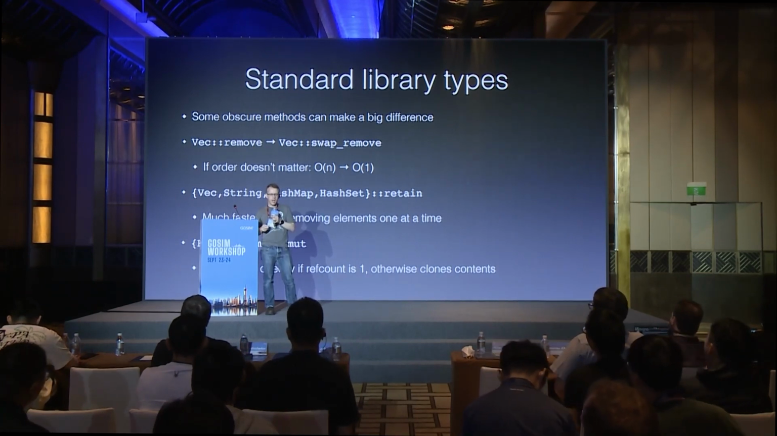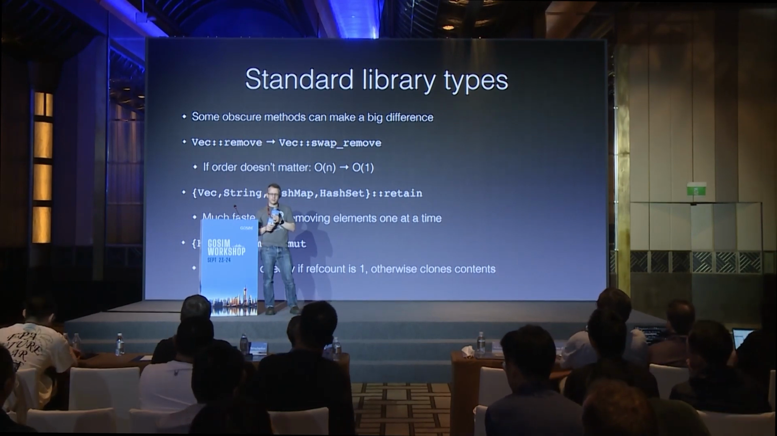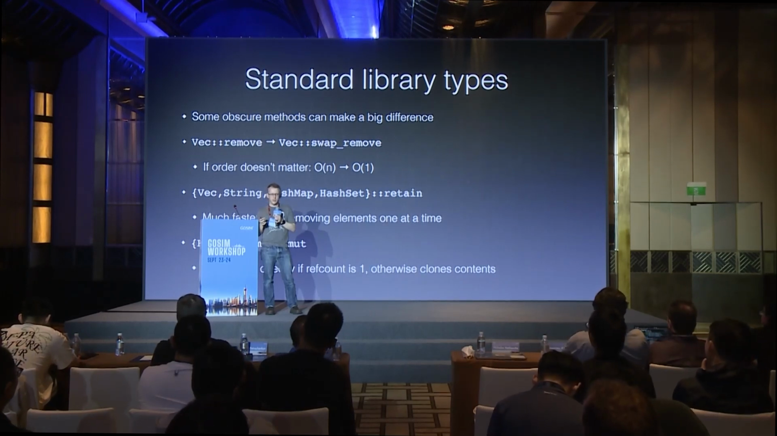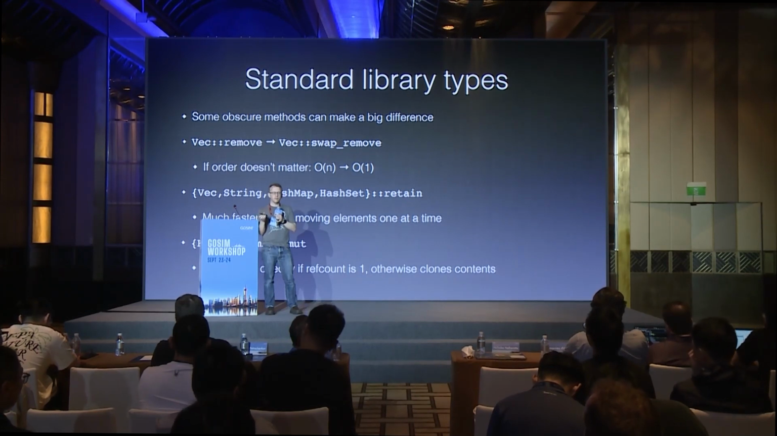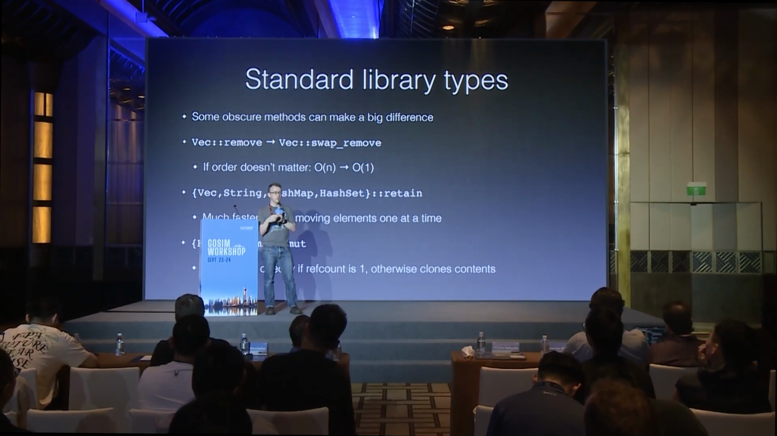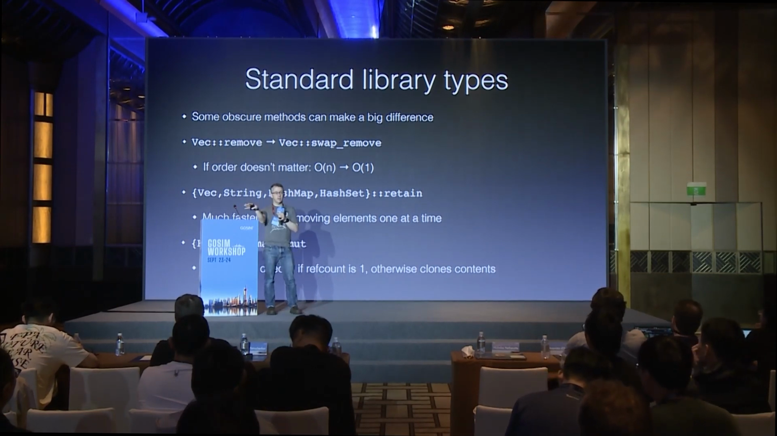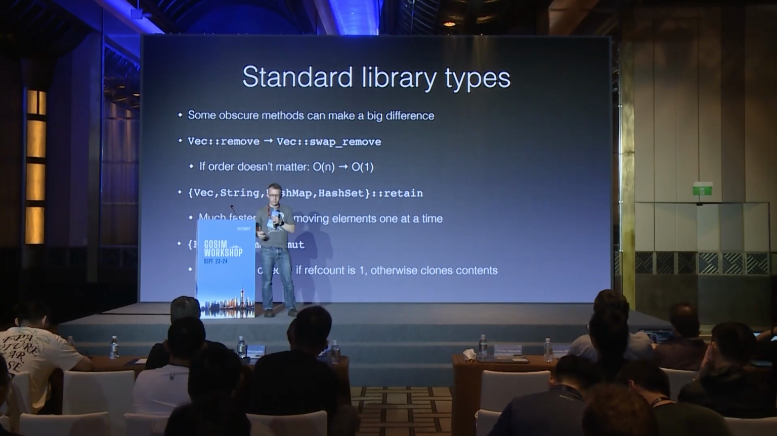And then finally, Rc and Arc have a method called make_mut. This one's a little tricky to understand, but once you do understand it, it can be very useful. The idea here is if you need to modify the value, you can use make_mut to get a mutable reference through which you can modify the value. If the ref count for this type is just 1, it will let you modify it directly. If the ref count is more than 1, then it will clone the value, and then you can modify that. So that occasionally can produce quite drastic improvements.